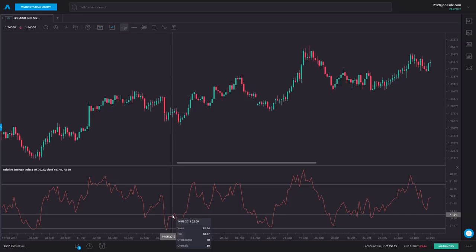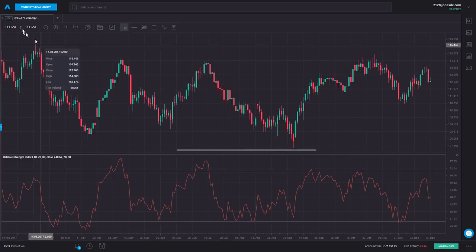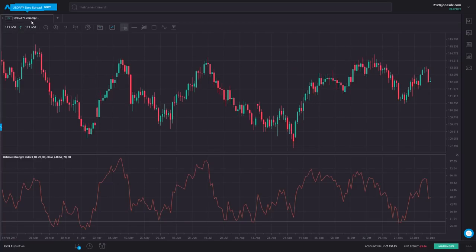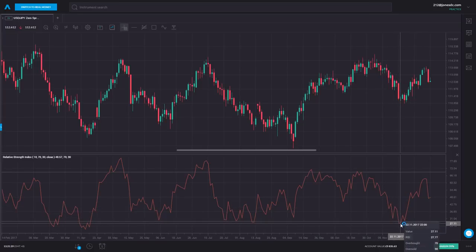Let me see if I can find an example of bearish divergence. So I've flipped this chart to dollar yen now. So dollar yen, zero spread, again a daily chart, again 10-day RSI. So we have the usual overbought, oversold, so it goes on. It's not worked too badly. The last oversold signals were down here for dollar yen, third week in November.